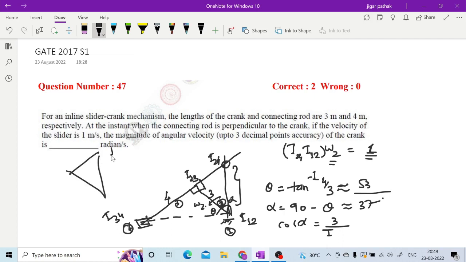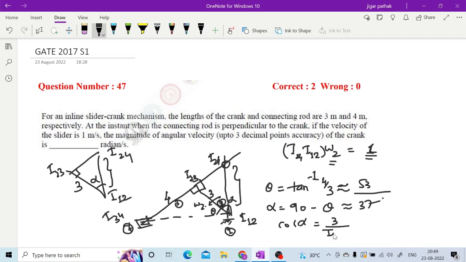This cos 37 degree is 4/5, right? One second. Let me show you what you are calculating. You are calculating this distance, right? You are having this distance as 3. So cos alpha is equal to 3 upon this distance.